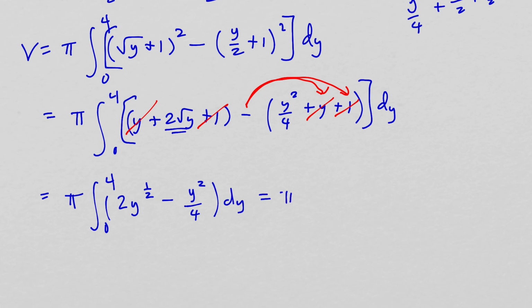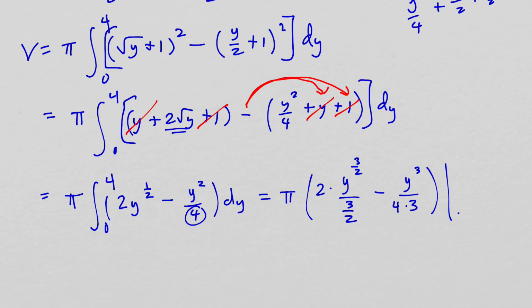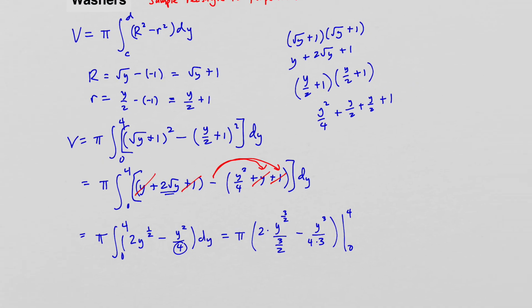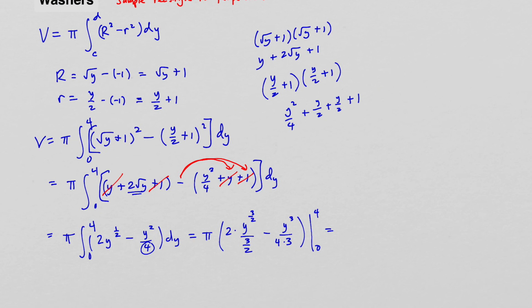Now let's take the antiderivative. So we have 2 times y to the 1/2 plus 1 is 3 over 2, divided by 3 over 2, minus y to the 2 plus 1 is 3 over 3, but then don't forget you already had a 4 down there. Okay, let's keep going with this. This becomes pi times 4/3 y to the 3/2 minus y cubed over 12.